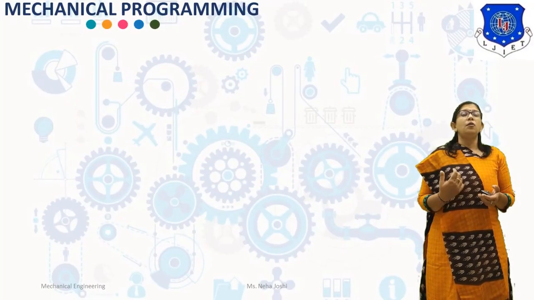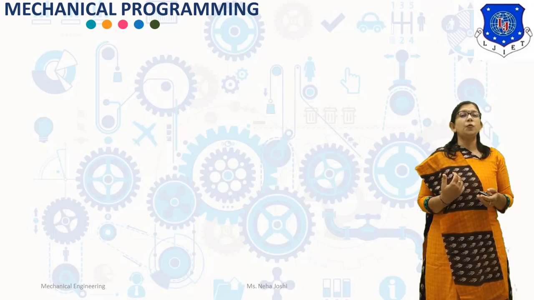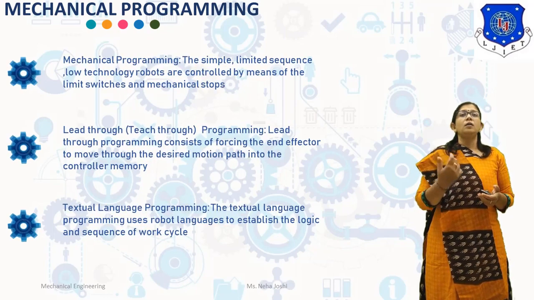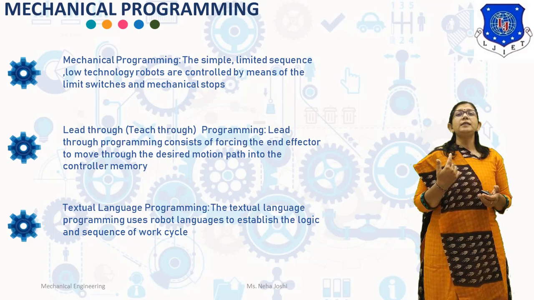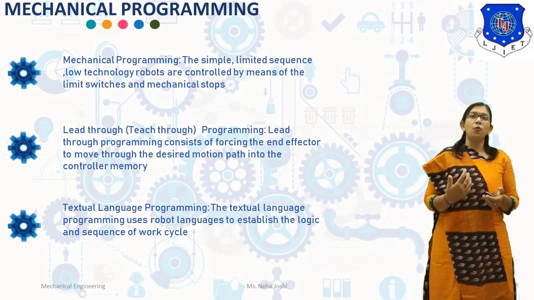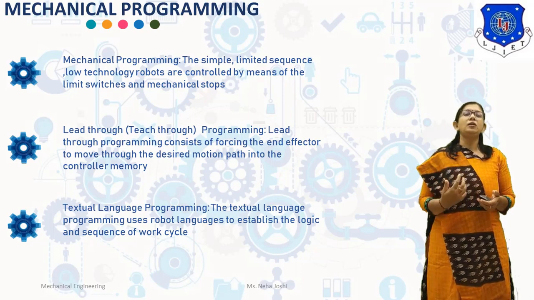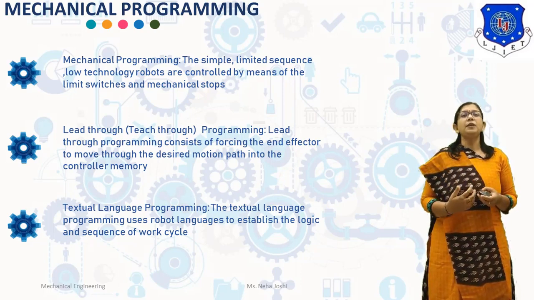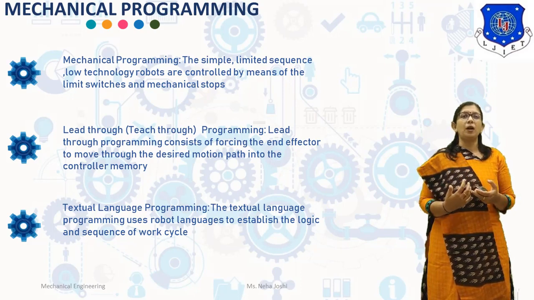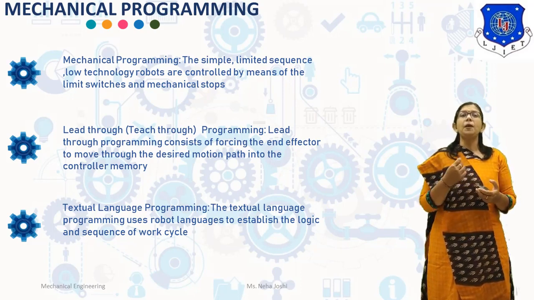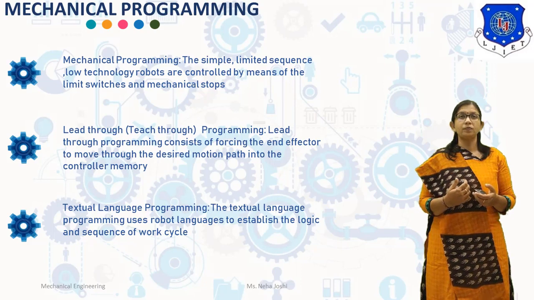Now, first one is mechanical programming. The simple limited sequence low technology robots are controlled by means of limit switches and mechanical stops. The setting of these limit switches and the mechanical stops is known as mechanical programming. It is used in simple pick and place type robots.